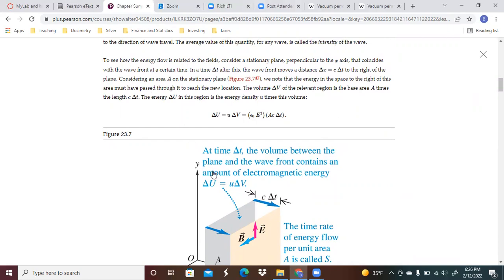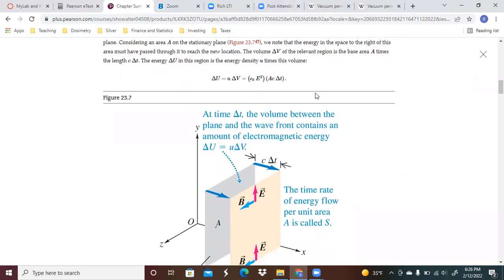So consider an area A on the stationary plane. We know that the energy in the space to the right of this area must have passed through it to reach the new location. So whatever this volume ends up being is going to be the area multiplied by the length, which again is going to be this. So the change in the energy in this region is the energy density, U, times whatever this volume happens to be.